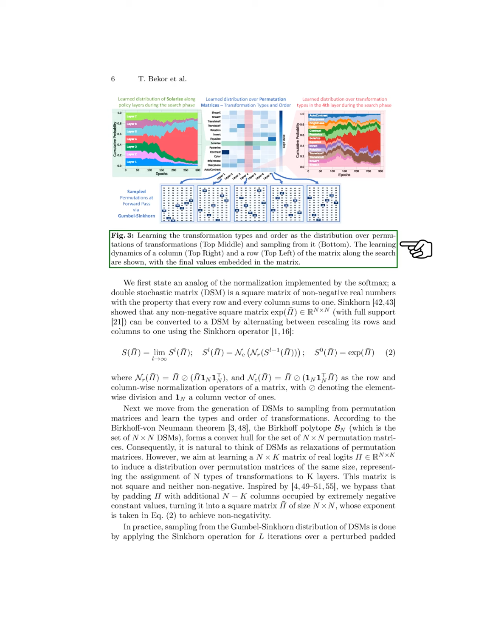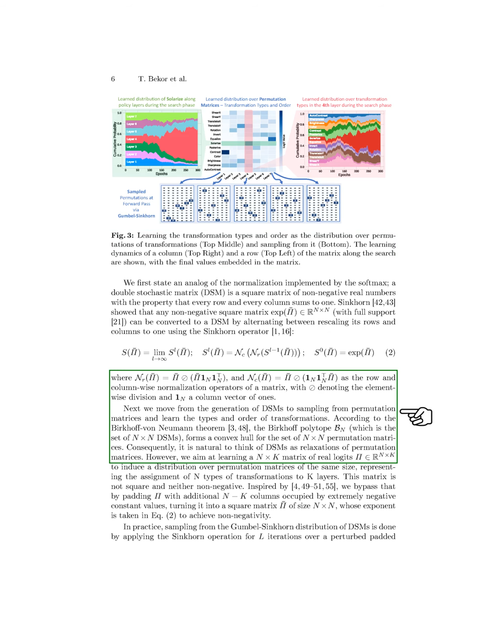Next, we focus on sampling from permutation matrices to learn the types and order of transformations. According to the Birkhoff-von Neumann theorem, the set of DSMs forms a convex hull for permutation matrices, allowing us to view DSMs as relaxed versions of these matrices. We aim to create a matrix of real logits that induces a distribution over permutation matrices, representing the assignment of transformations to layers.